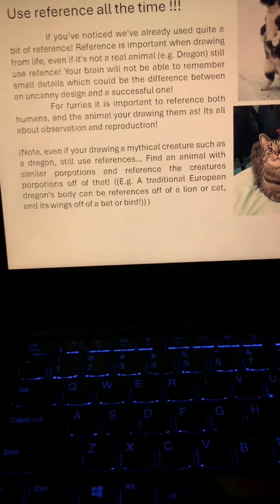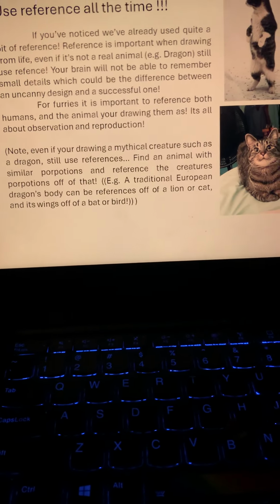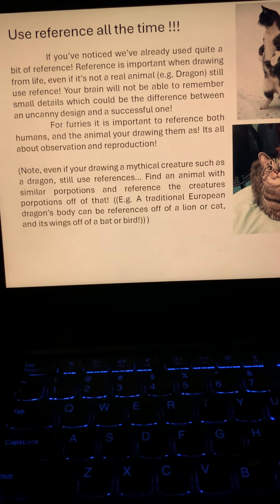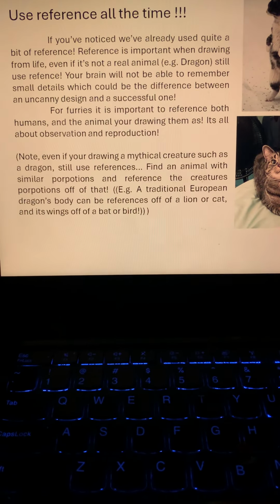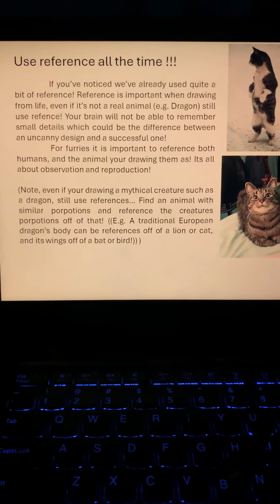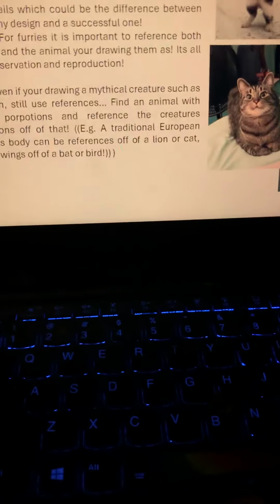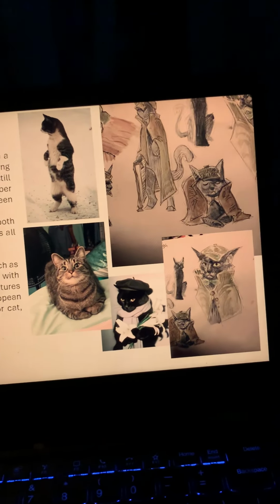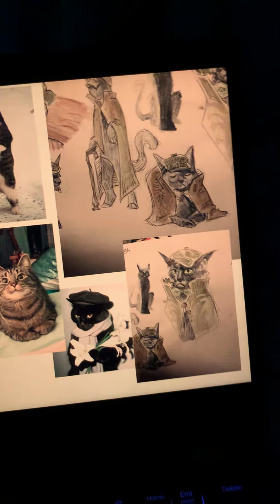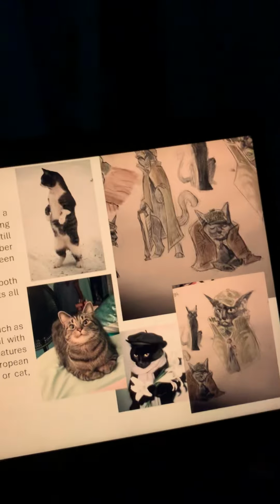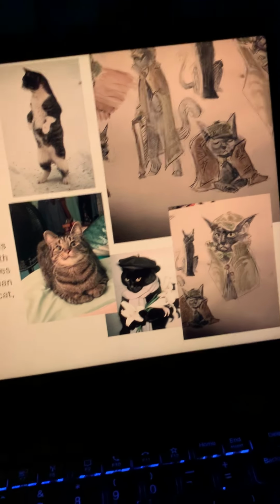Even if you're drawing a mythical creature such as a dragon, still use reference. Find an animal with similar proportions and reference the creature's proportions off of that. E.g., a traditional European dragon's body can be referenced off of a lion or a cat, and its wings off of a bat or a bird. And these are some examples of references that I used to make some of my own art, and I think if I didn't use them, it would not be good.